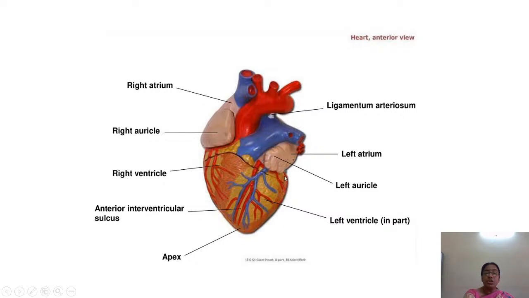This is the infundibulum, what you are seeing. This small conical projection which is coming towards the left side is called the left auricle. Again, an ear-like extension is what you can see. So this is the left auricle.